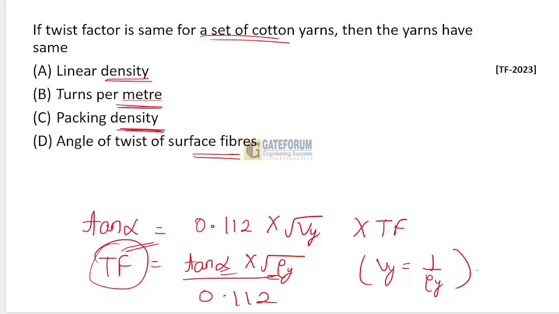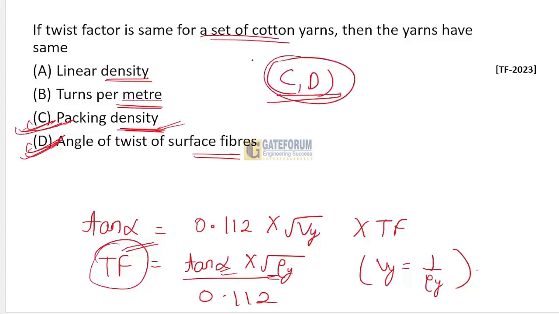So in this case, these packing density and the angle of the twist of the surface fibers, these two are same. So option C and D is correct. So basically you need to know about all these things in detail. 0.0112 into rho y into Tf. So I think this is clear.